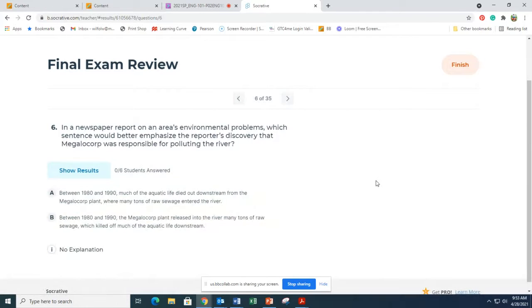Okay. In a newspaper report on an area's environmental problems, which sentence would better emphasize the reporter's discovery that Megalocorp, not a real company, pretend, was responsible for polluting the river? So which one would better emphasize a reporter's discovery that Megalocorp is responsible for the pollution in the river?